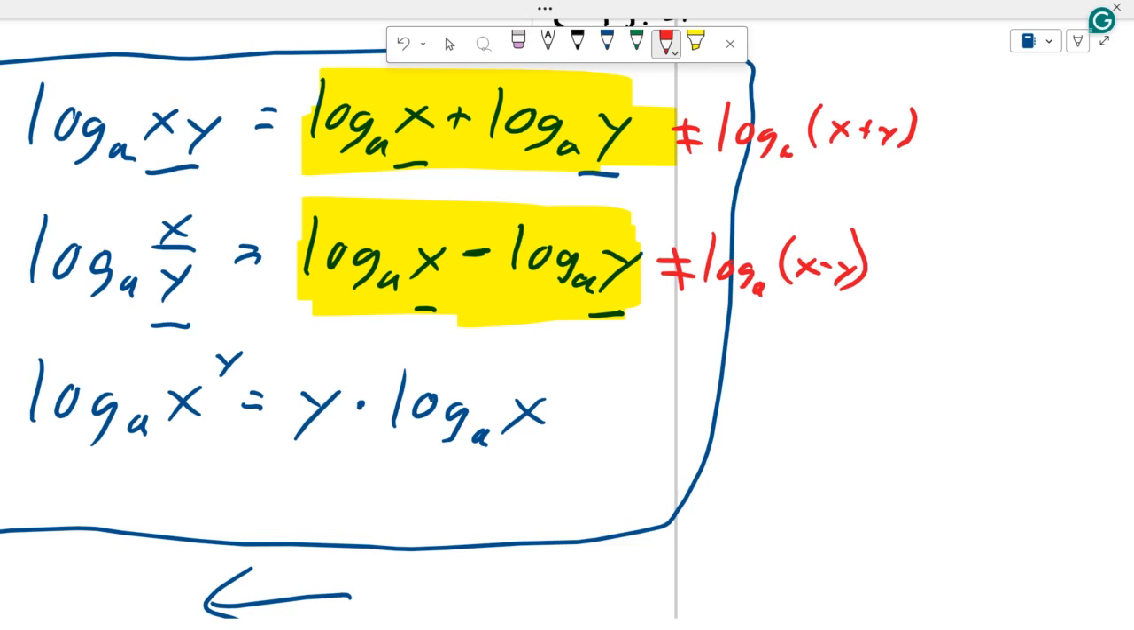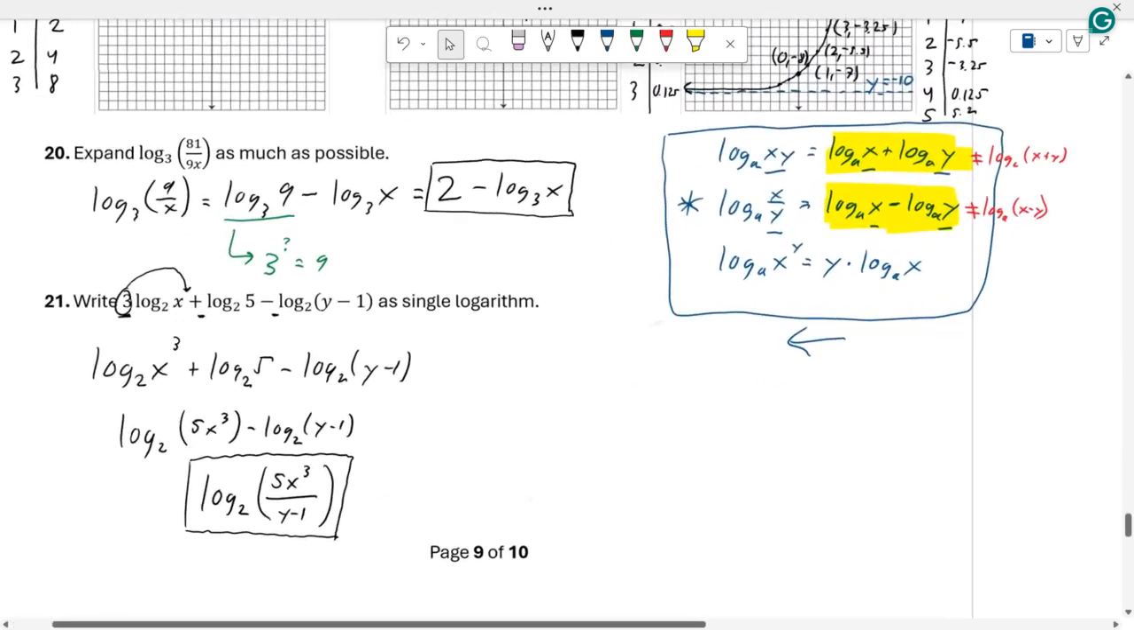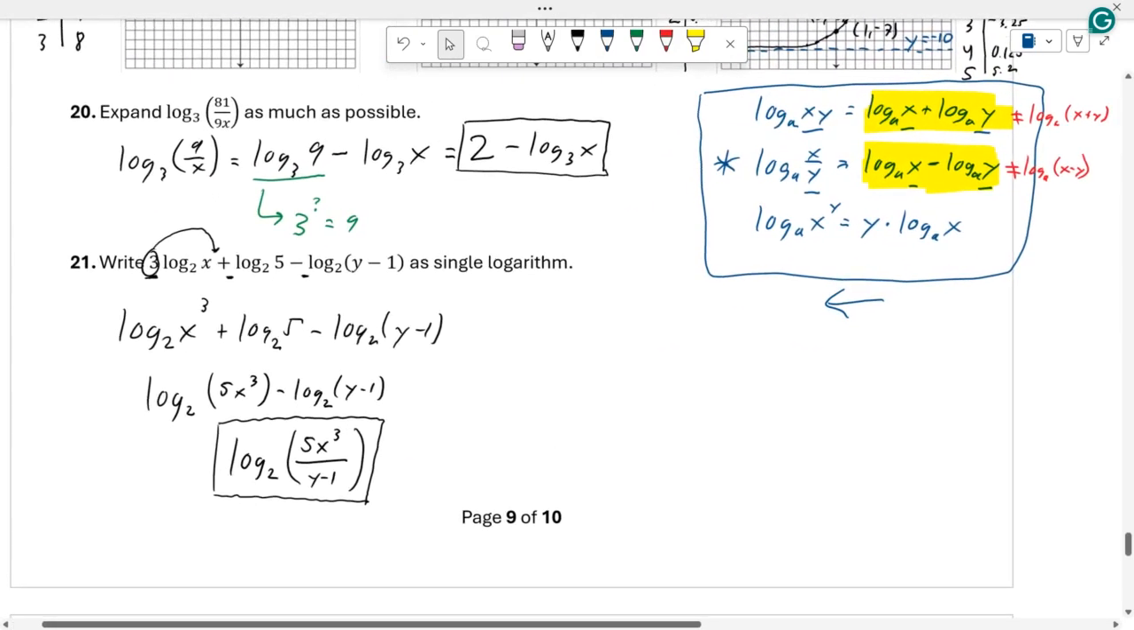In order to use the product rule, you need to have the sum of two separate logarithms. In order to use the quotient rule, you need to have the difference of two separate logarithms. You can't just have the log of a difference or the log of a sum. So just be aware of that. It's an easy mistake to make for sure, one that I've made. So you want to be aware of that when you're working with these different properties of logarithms. So final answer for 21: log of 5x cubed divided by y minus 1, base 2.